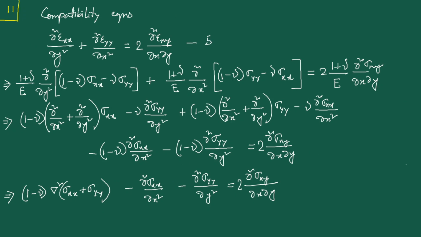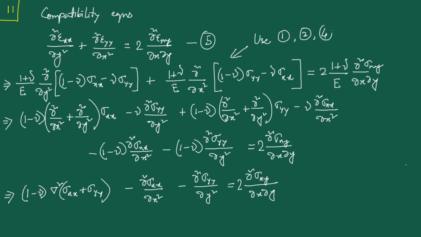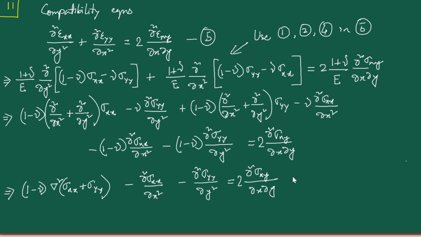I don't need these two, and this is my equation number 5. In order to obtain these equations, what I'm doing is to use equation 1, equation 2, and equation 4 in equation 5. That's what I did. Okay, so after I've obtained this, this is my equation number 6. All right, now I'm happy.